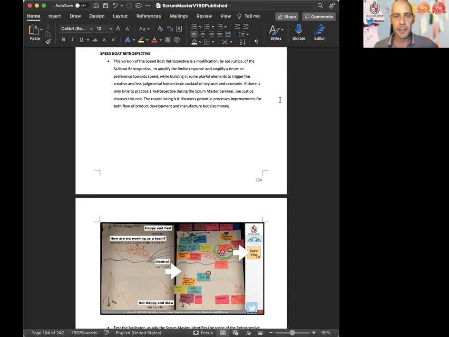The reason being it discovers potential process improvements for both flow of product development and manufacture, but also morale. So this retrospective type, in a relatively comfortable way, discovers if there's a blocking issue to speed, an impediment towards speed and quality and happiness that is a personal problem, or a logistics problem, or a factory floor problem, or a software or a process problem. And that's pretty hard to do, because many times an issue that is slowing down the team is a personality conflict or a personnel issue.